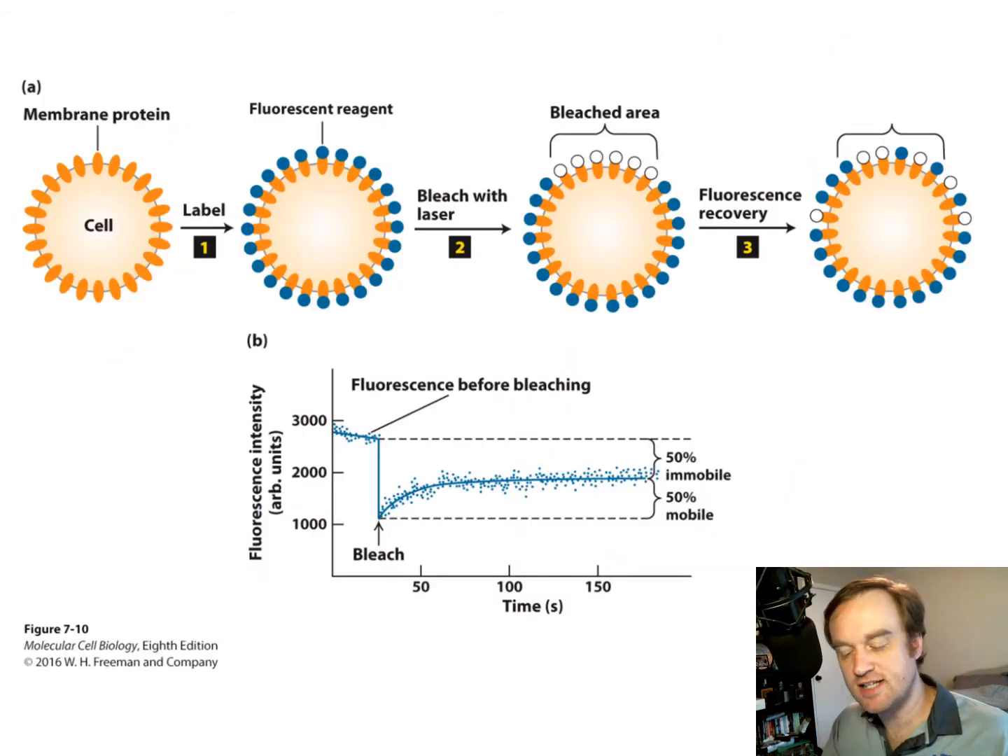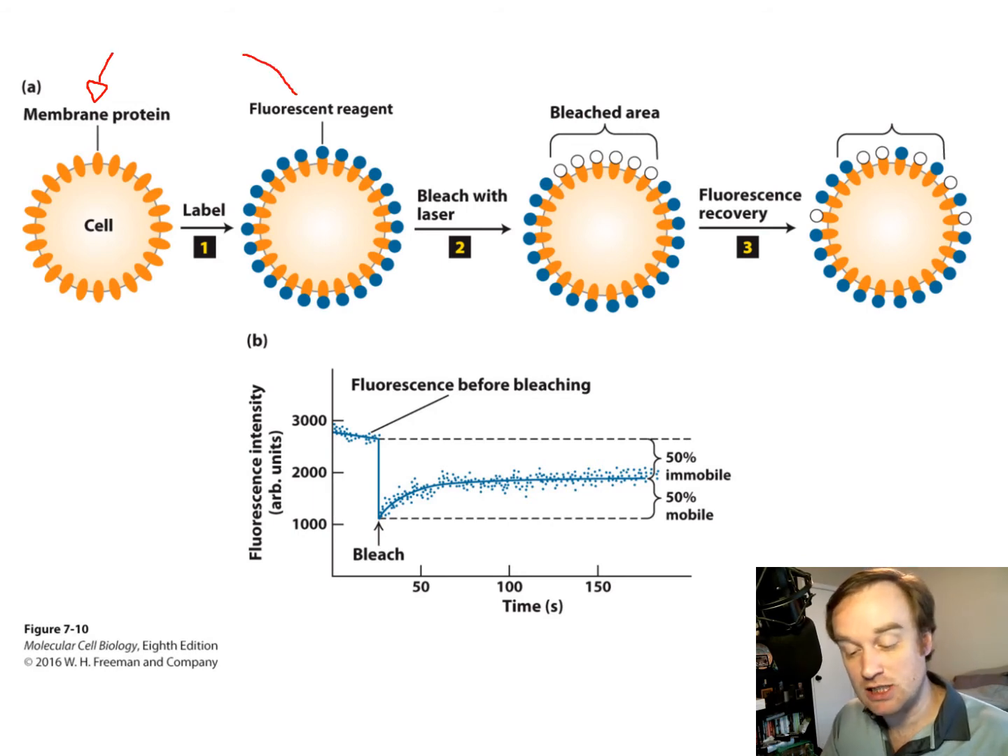One way we can study the fluidity of these membranes is with FRAP, or fluorescence recovery after photobleaching, the experiment that we talked about previously in, I think, chapter 4, if I'm not mistaken. I don't remember exactly. But anyways, with our experimental protocol, we have our cell where we want to look at the fluidity of the membrane by studying these membrane proteins.